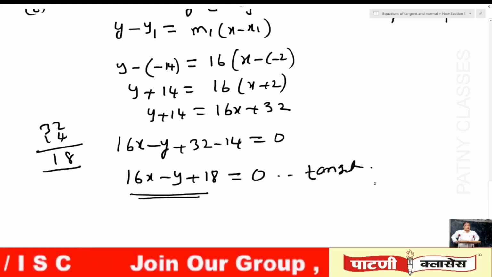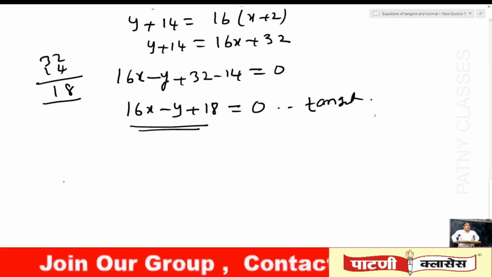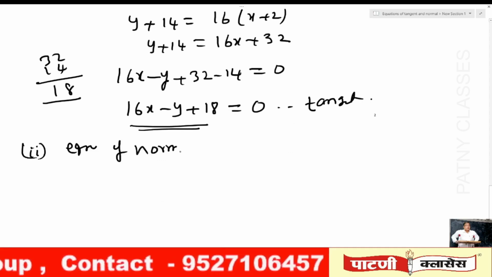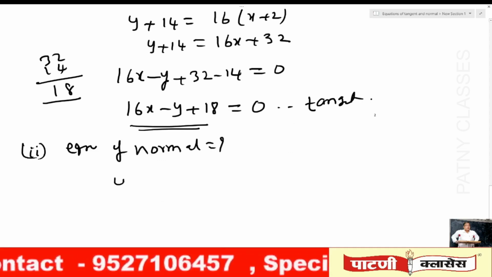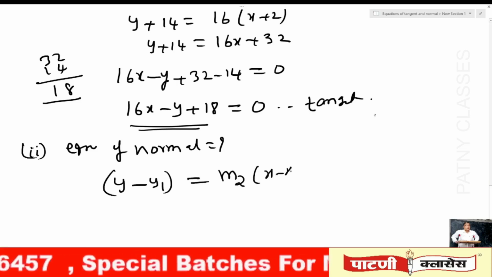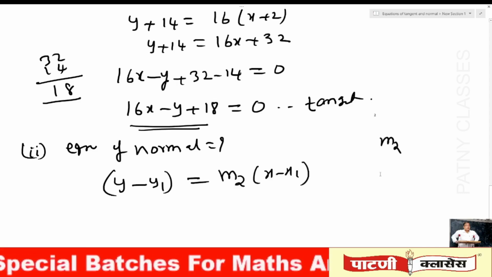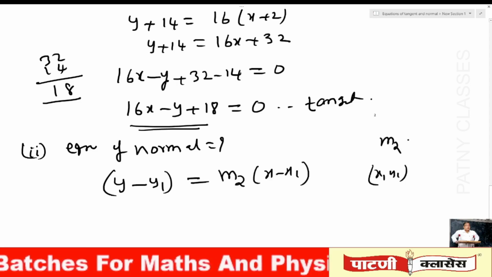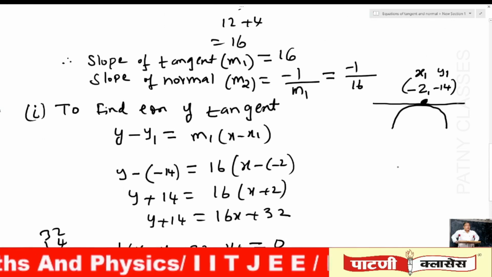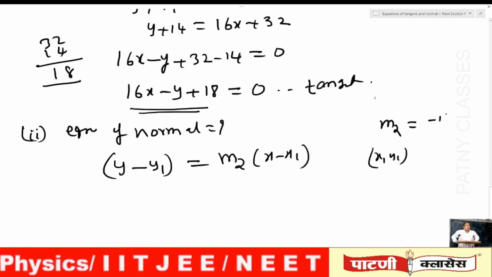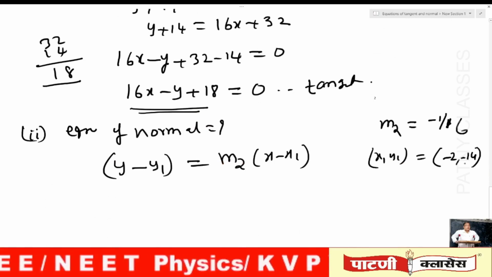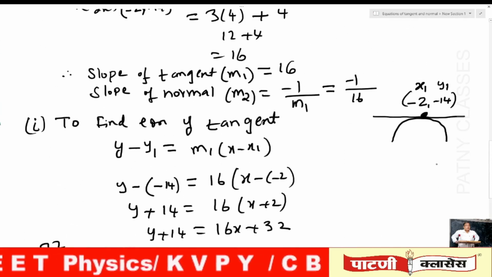Now we must go for the equation of normal. So case number 2, to find the equation of normal. How to find the equation of normal? Again the same idea, y minus y1 equals m2 times x minus x1. So what is the m2 value and the x1, y1 values? m2 we have is minus 1 upon 16, and the point is minus 2 comma minus 14.